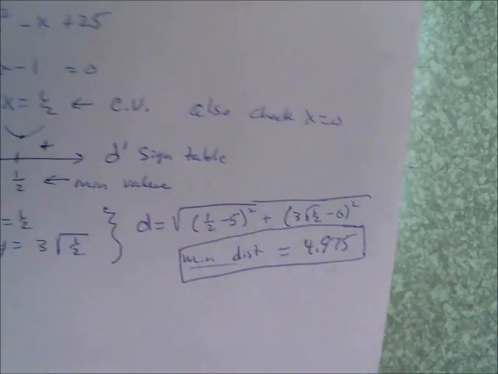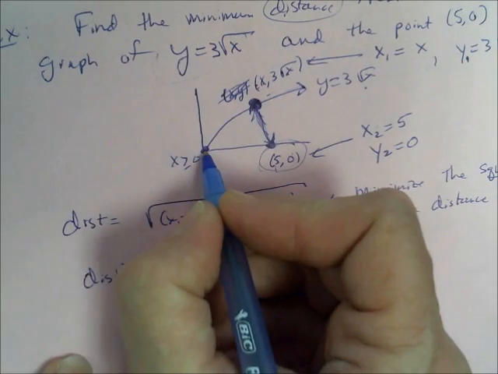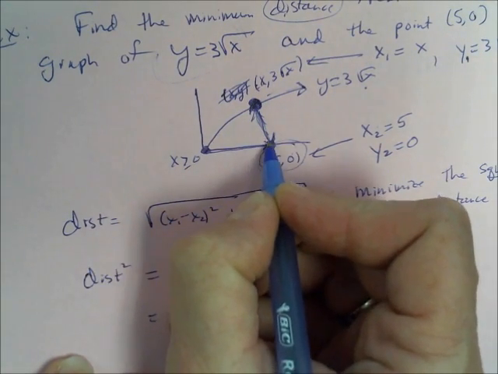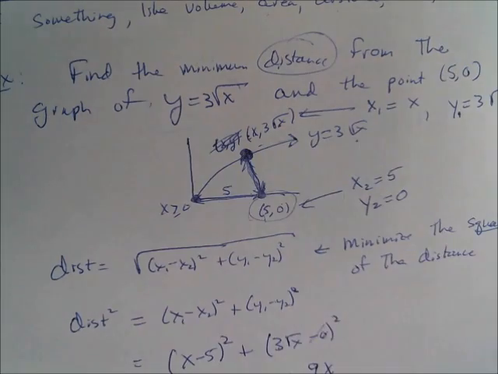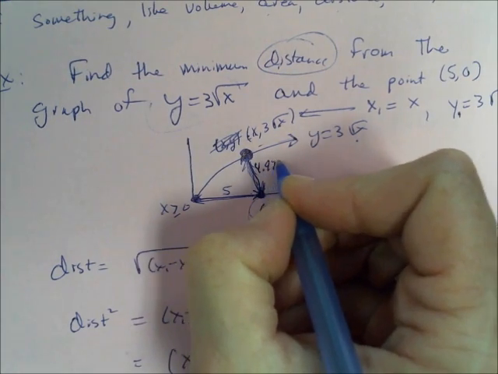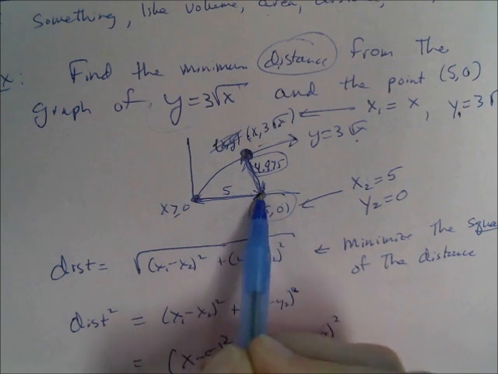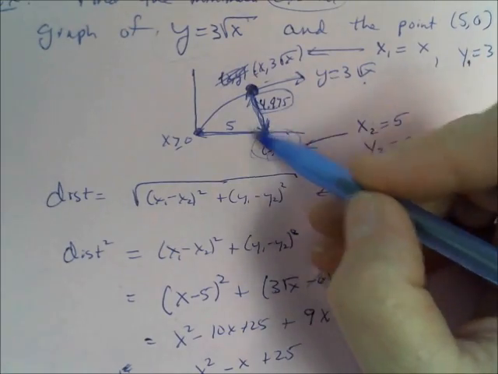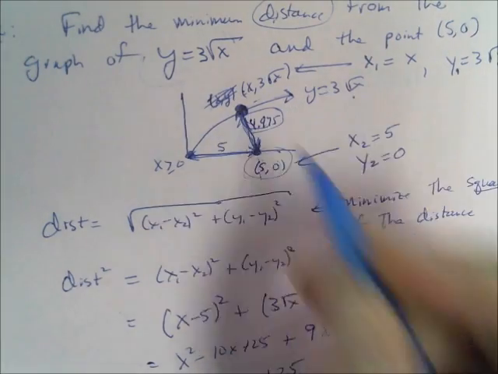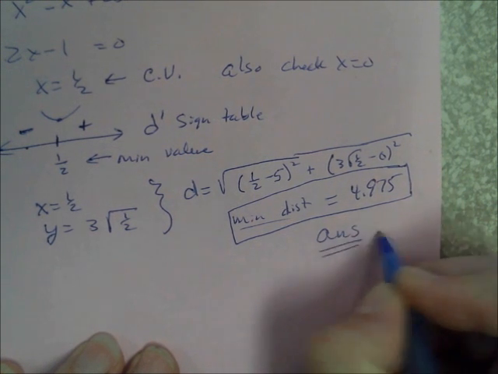Now our other critical value was x equals 0 because that's the endpoint of a domain. And if we wanted to find the distance between this point 0, 0, this distance from here to here is 5. This distance from here to here is 4.975. So this is actually the minimum distance between the point 5, 0 and the point 3 square root of x. So I think we've got our answer. If we tried to find the distance between 5, 0 and any other point on this graph, then we would get some larger distance than that. So that's our answer. And that's it for today.